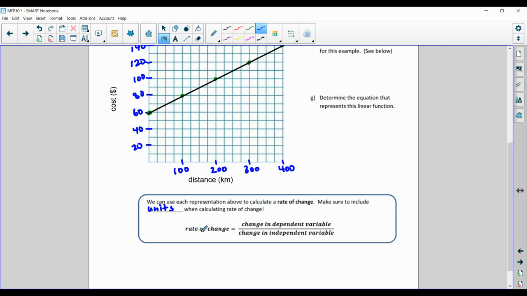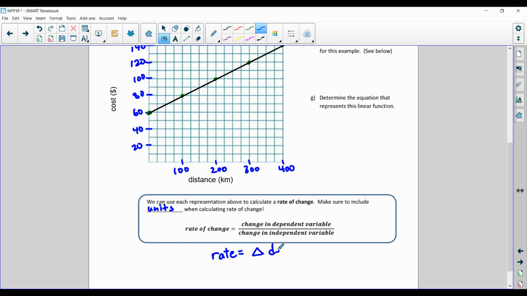This is a great formula. The rate of change is the change in the dependent divided by the change in the independent variable. Now that's a pretty wordy formula. So how I'm going to write that in the future for shorthand, just to save time, is I'm just going to call it the rate. Change, the symbol for change in mathematics is the Greek letter delta, which is actually a little triangle.